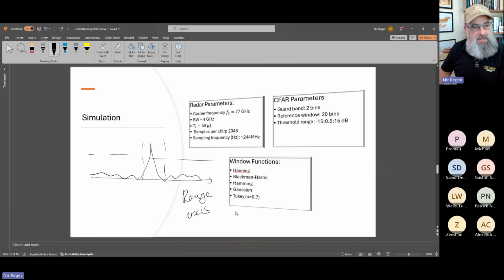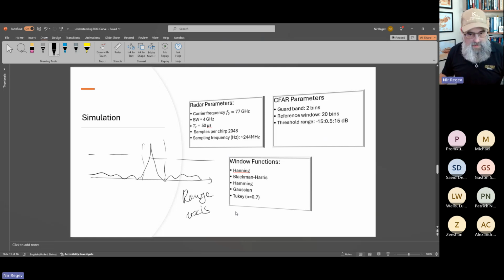A Tukey window is a window that is flat at the top and then it rolls down. And the 0.7 is the percentage of the flat part compared to the whole, up to one, basically. The maximum is one, which is a rectangular window. I think 0.8 is a Hanning window, and 0.7 is between.